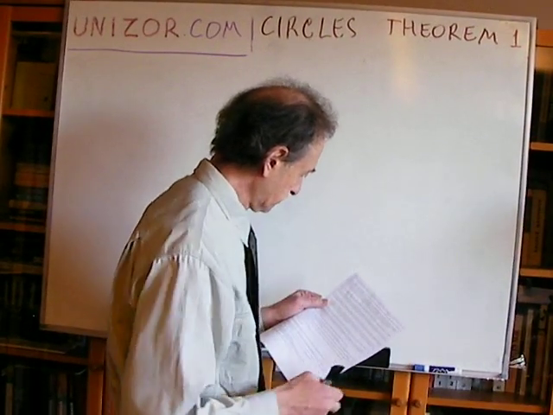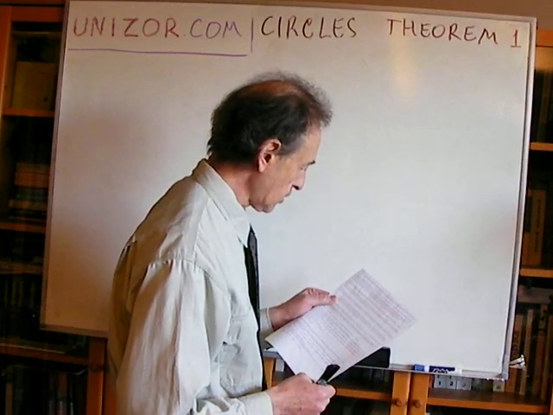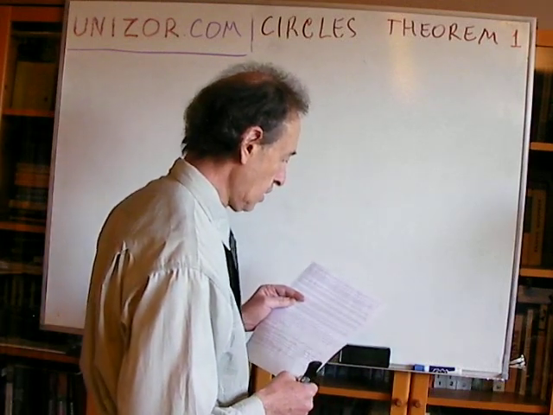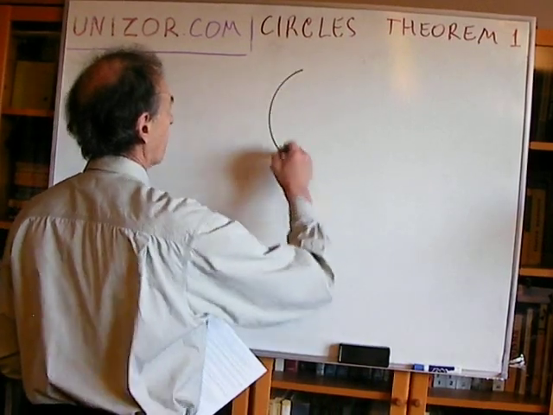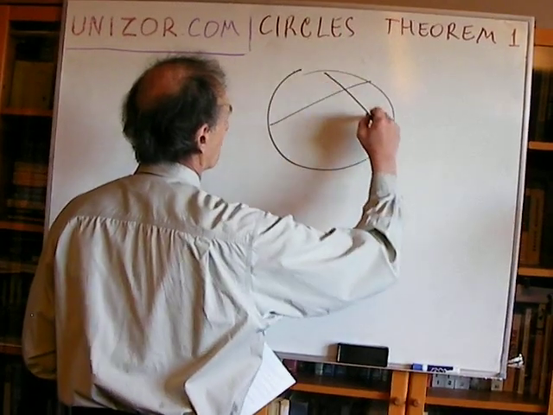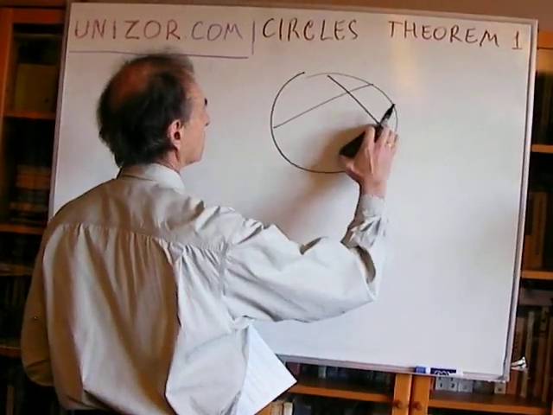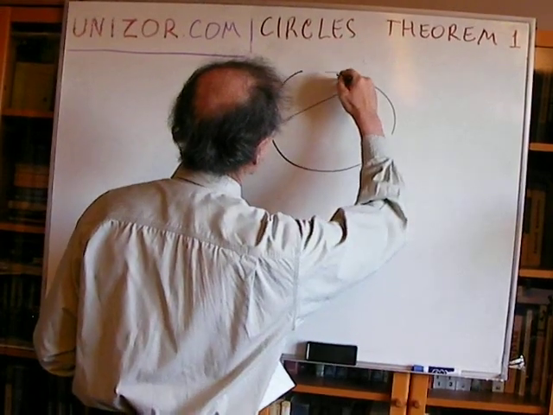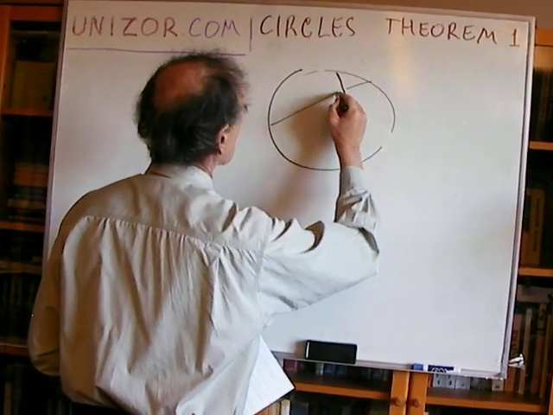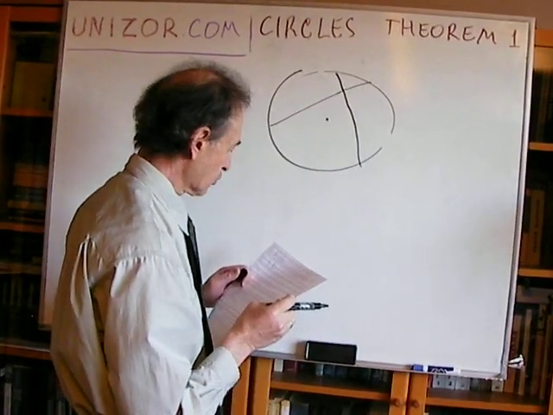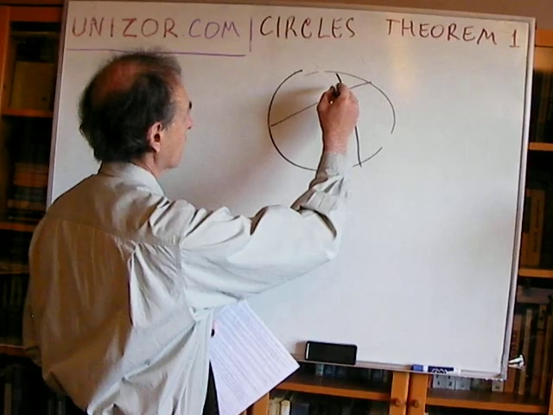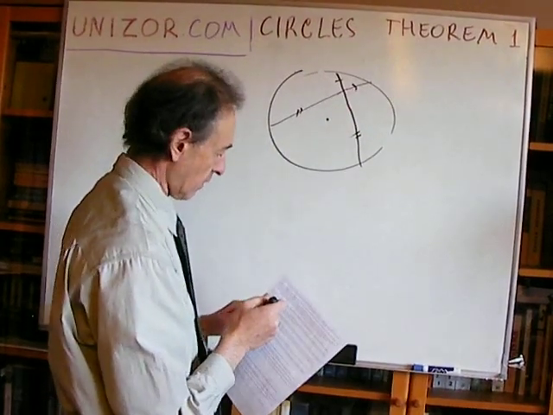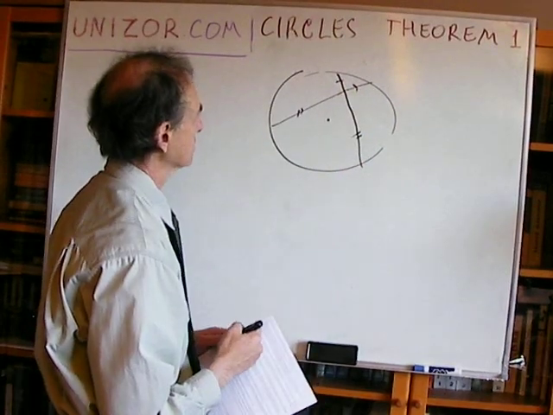Number one. Given two chords of equal lengths crossing each other in the same circle and divided by the point of intersection into two unequal segments each, short and long. So we have two chords of equal lengths. Let's assume these will be equal lengths, hopefully. Prove that the short segment of one chord is congruent to the short segment of another. So we have to prove that these short segments are congruent and the long segments are congruent, provided the lengths of the chords are the same.